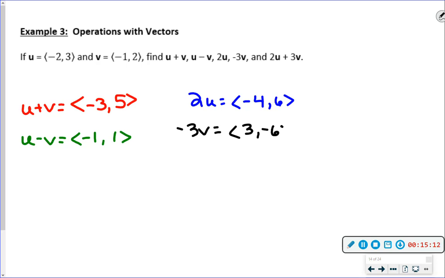And just remember, if you were graphing it, if you multiply by a negative, it would be going the opposite direction as our original vector. Just thought I'd point that out, of course. Okay, what else we got?